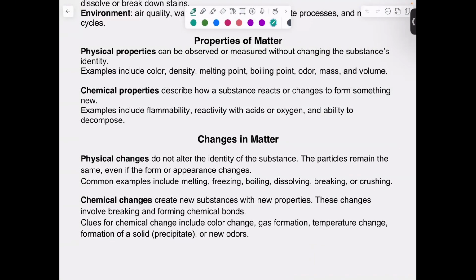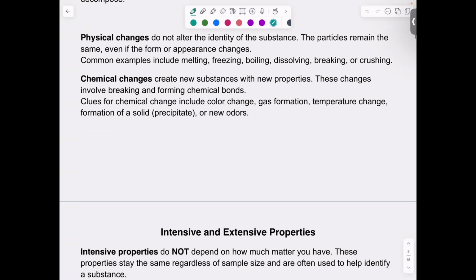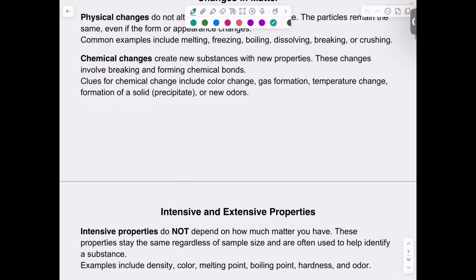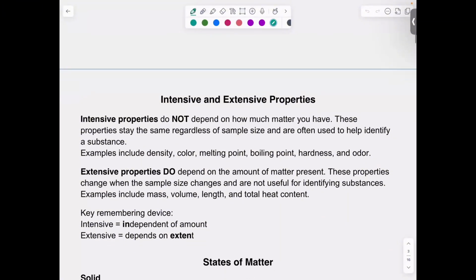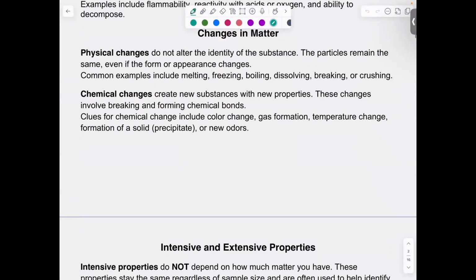We are now on the second section of our chemistry final exam review. And in this section, it's basically covering properties of matter and changes in matter. Yes, we'll also talk about intensive and extensive properties, and then states of matter will have its own video.